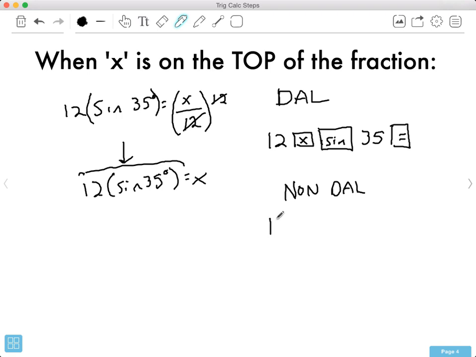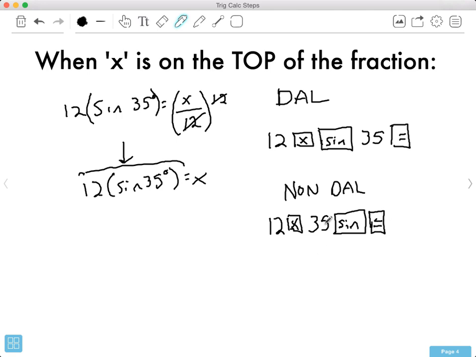You're going to type 12 and then your times button, and then instead of sine 35, you're going to type the 35 first, and then press the sine button. Now when you press the sine button here, your calculator is going to sort of flash and show some ugly number on the screen. That's not your answer yet. You also have to remember at the end to press equals to finish it up.